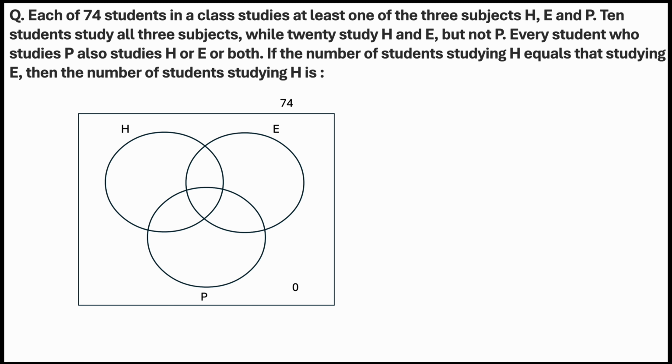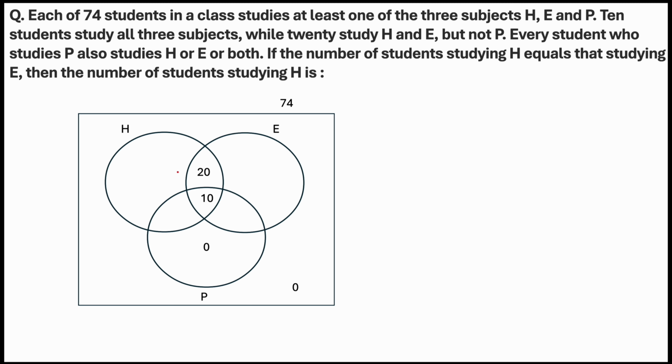Further, 10 students study all three subjects. So in the region common between all three circles, we write the number 10. Next, 20 students study H and E but not P. H and E but not P is this region, so here I write the number 20. Next, every student who studies P also studies H or E or both. This tells us that there is no student who studies only P. So the region only P will be 0 in number.